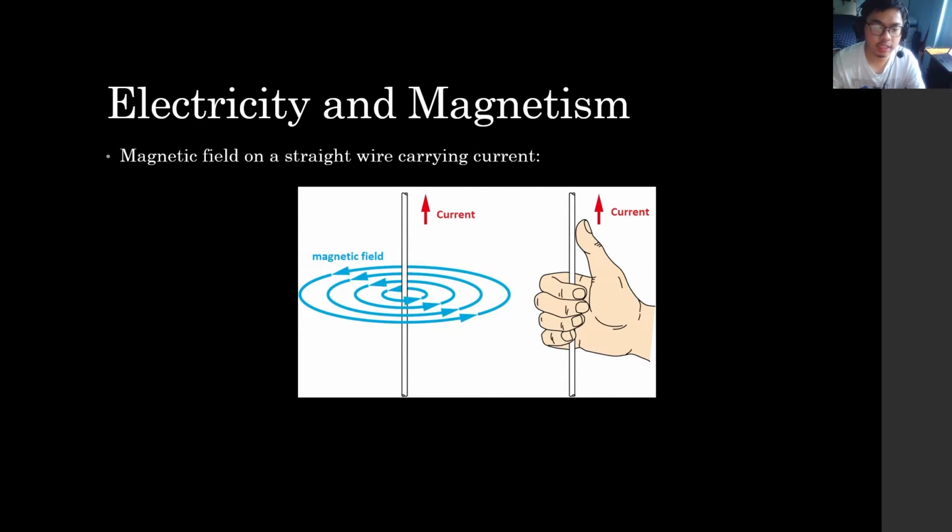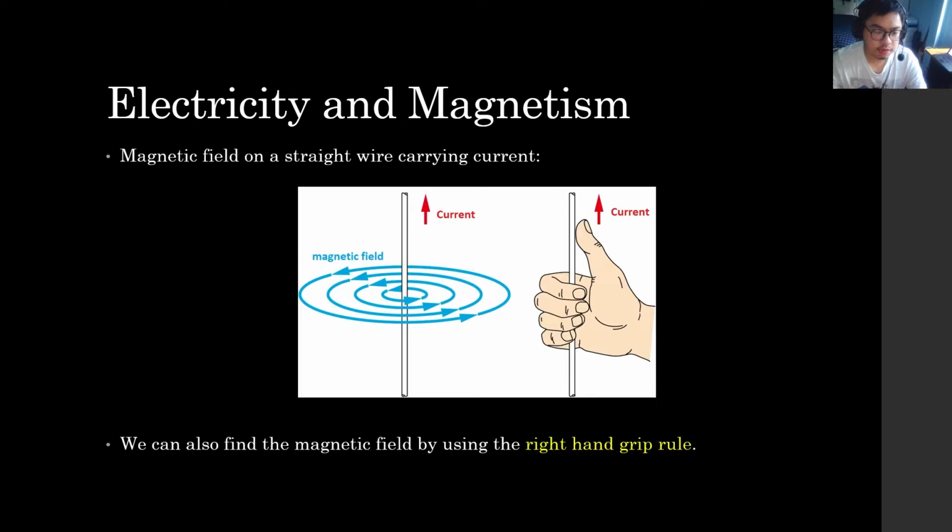It's a radial type of magnetic field, and we can find the direction of the magnetic field using what we call the right hand grip rule. Basically, you take your right hand, your thumb will show you the direction of the current, and your 4 fingers will show you the direction of the magnetic field. In this picture, you can see the thumb is pointing upwards, and so is the current. The other 4 fingers are showing in that direction, and that's also the direction of the magnetic field. So you can use your right hand grip rule to tell you the direction of the current and the direction of the magnetic field.